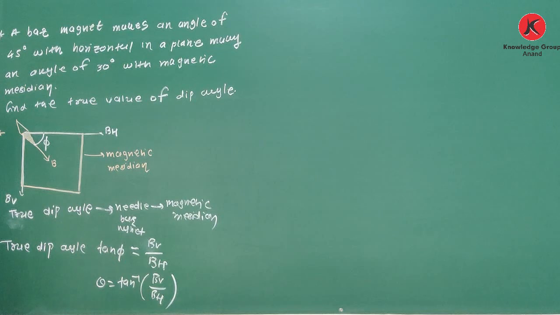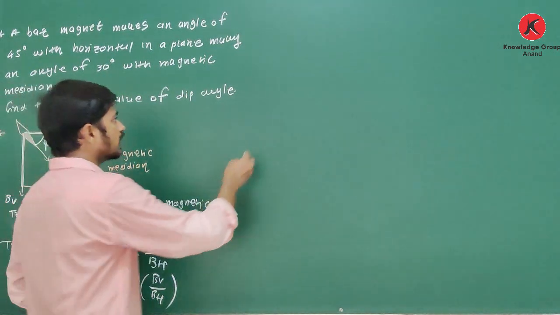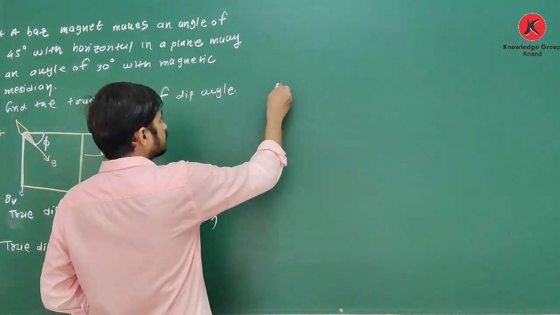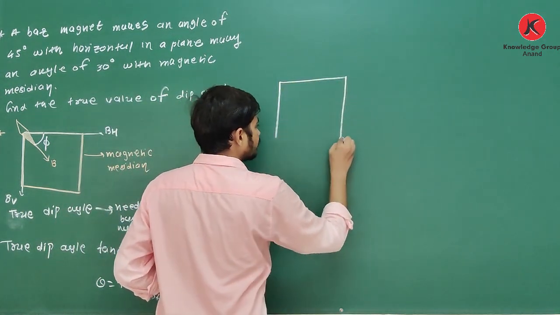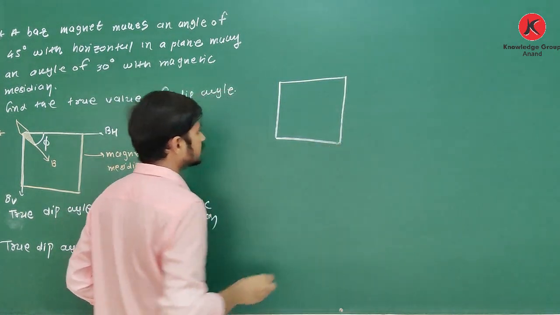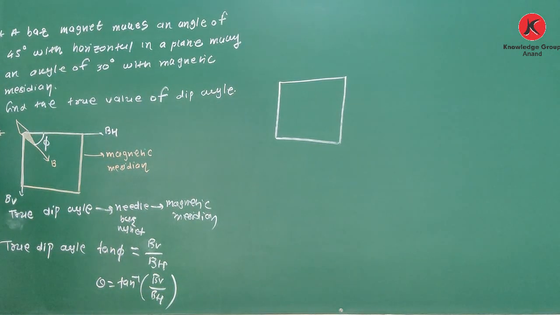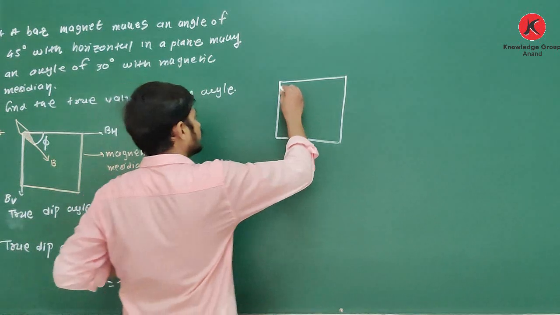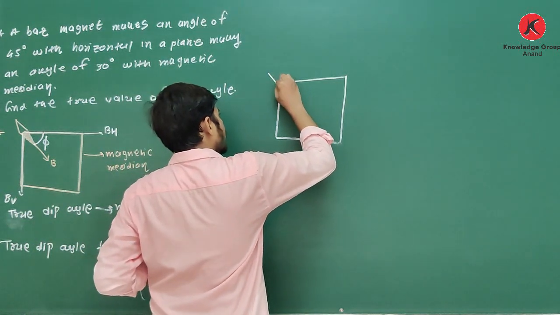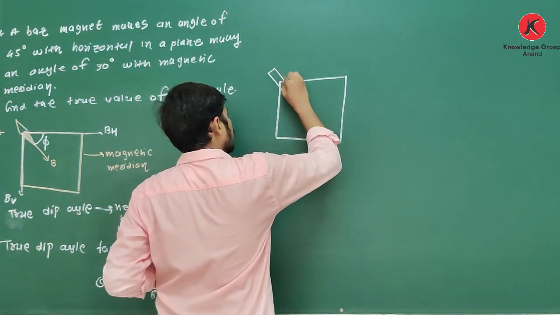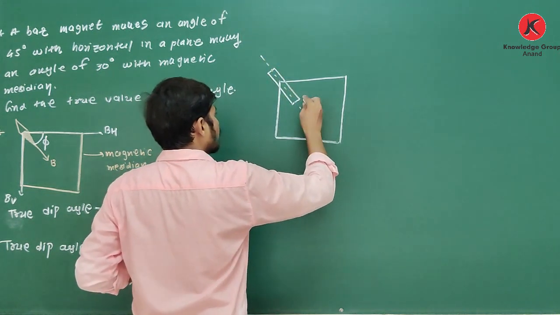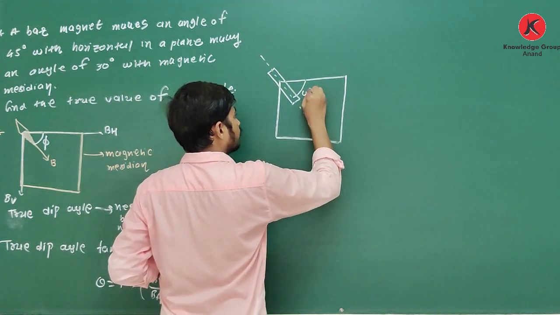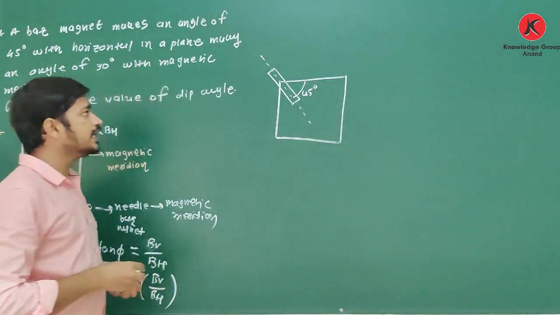Okay. Now what is given? See, you are given like this. You are given one plane. See, a bar magnet makes an angle of 45 degree with horizontal in a plane. So a bar magnet makes an angle of 45 degree. So this angle is 45 degree.